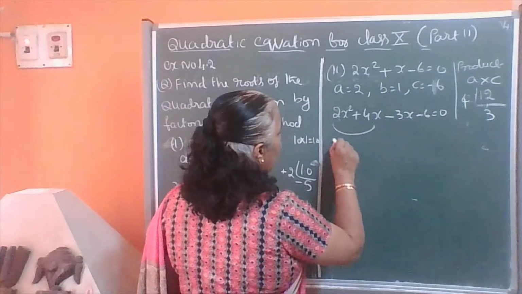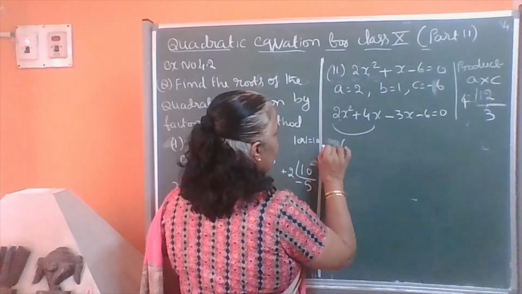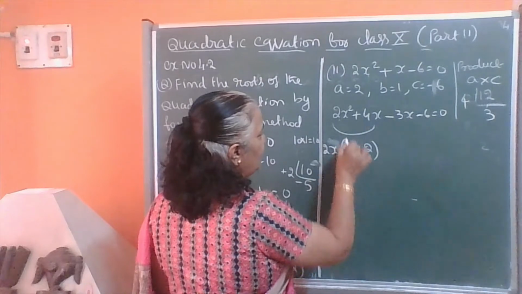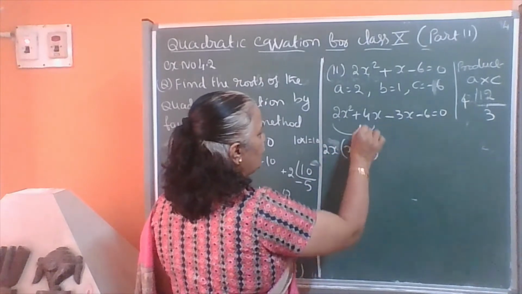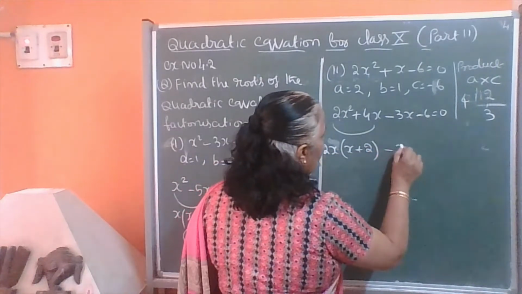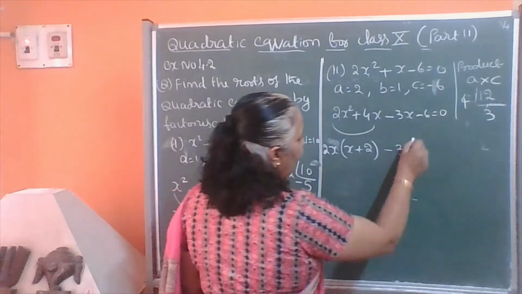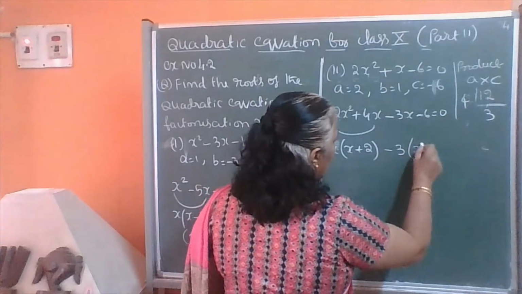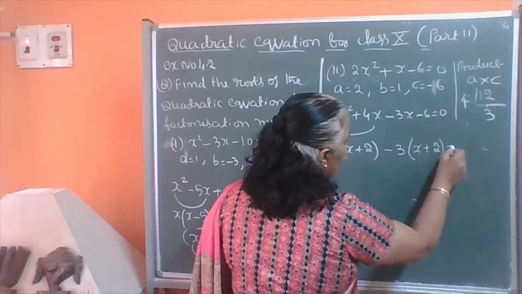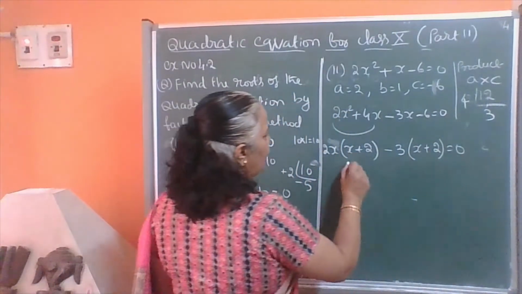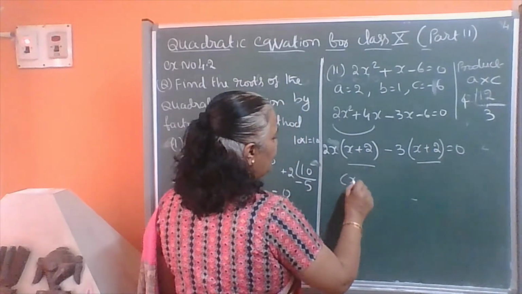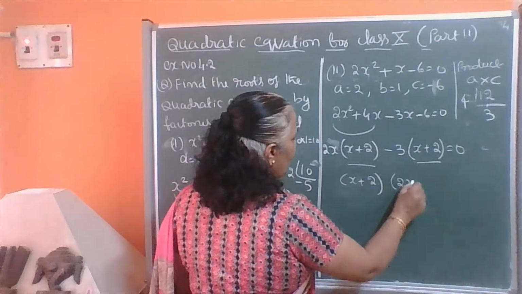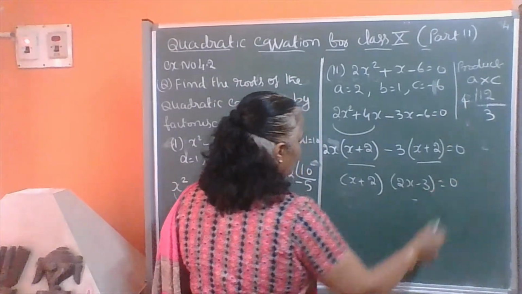Therefore, here 2x I will take as a common factor. Here x plus 2. 2x into x is 2x square. 2x into 2 is 4x. Here you take 3 as the common factor. You have taken minus also out. Therefore, both the terms will become plus. x plus 2 is equal to 0. Now, both the places x plus 2 is there. That you take out and you are left with 2x minus 3 is equal to 0.